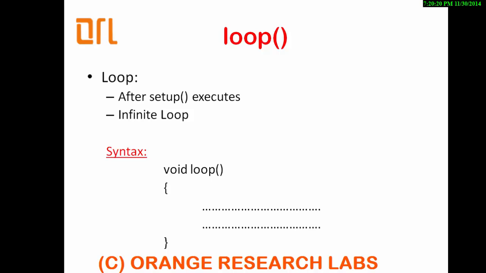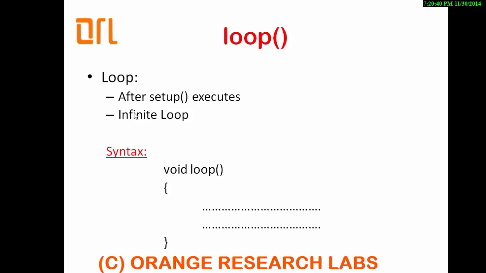So what is the syntax here? It is very clear: void loop, parentheses open close. It means that no argument, no return variable. Okay, you have to write some logic inside loop. This logic will be iterated for an infinite number of times, and that is why I have written infinite loop. Clear? So an Arduino program will be having a setup function and a loop function.